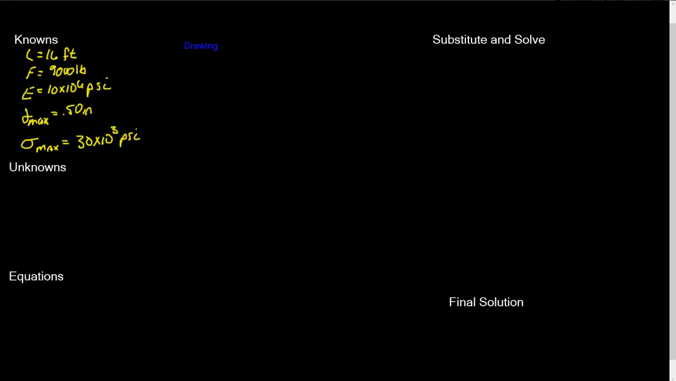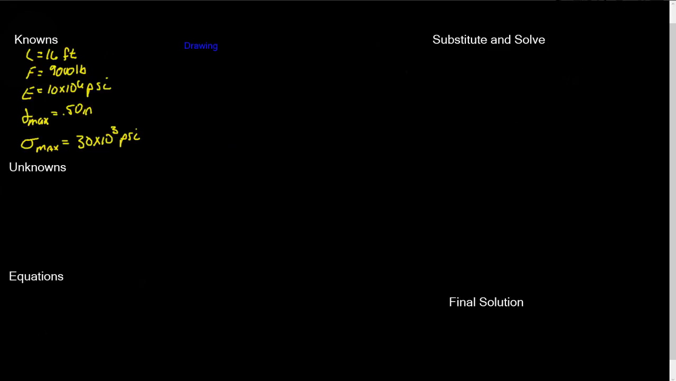So from our problem, I've written down some of the known things, and if you go ahead and do a quick read of your problem, it says that there's a 9,000 pound rod that's suspended from the roof of a shopping mall with a 16-foot long aluminum rod. It tells you that the modulus of elasticity in the rod is 10 times 10 to the 6th psi. Further, it tells you the maximum that the rod can stretch is 0.5 inches, and the maximum stress that's allowed in the rod is 30 times 10 to the 3rd psi.